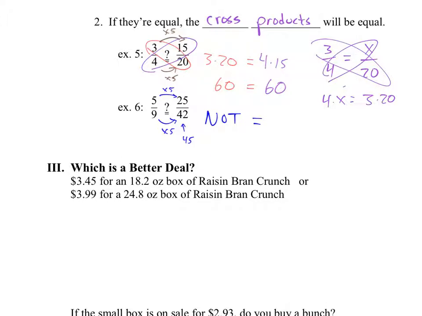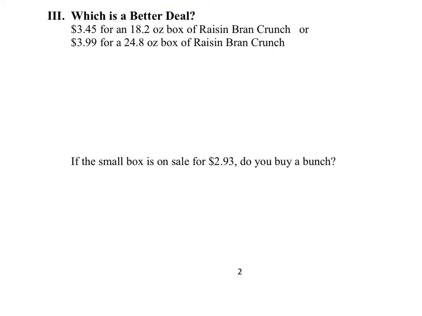And Roman numeral 3, looking at what's a better deal. Often you get a bigger box of cereal. So I've got Raisin Bran Crunch. We eat a lot of Raisin Bran Crunch in my house. So say it's $3.45 for an 18.2 ounce box. It's $3.99 for a 24.8 ounce box. Usually the bigger boxes are cheaper, but is it in this case?